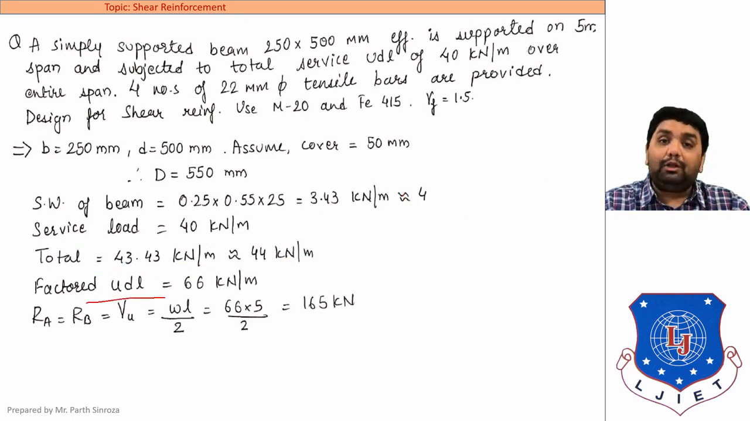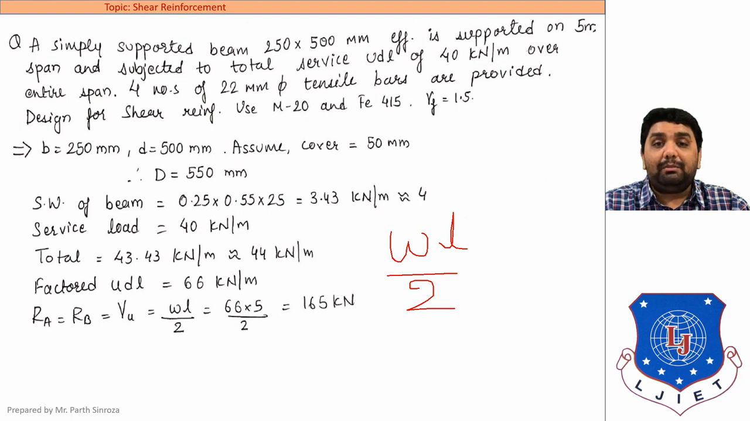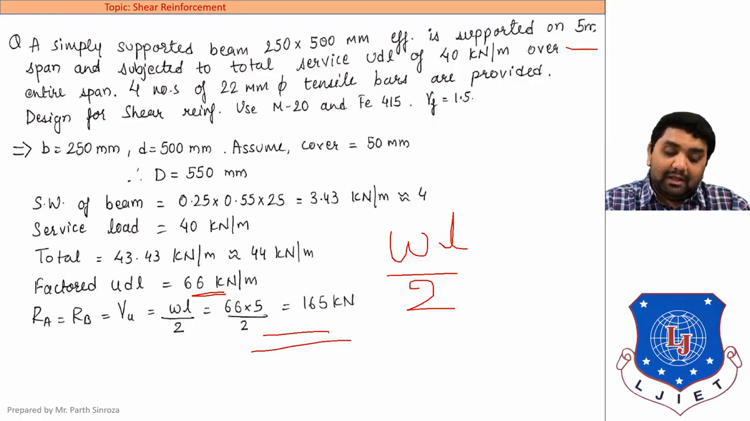And then factored load will be the total load multiplied by 1.5. It comes out to be 66. And then we need to find the shear force. Now shear force, as you have already discussed in the subject mechanics of solids, for a simply supported beam that has a UDL on it will always be equal to WL by 2. Clear? It will always be equal to WL by 2. The maximum bending moment will be equal to WL square by 8, whereas the shear force will be equal to WL by 2. So this is our W, length is already mentioned in the question. So we'll be getting an answer 165 kilonewton. This will be our shear force.